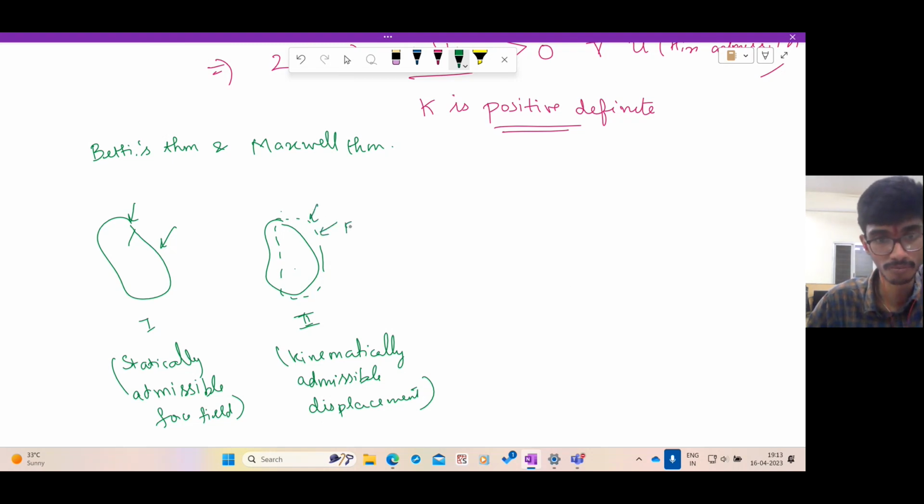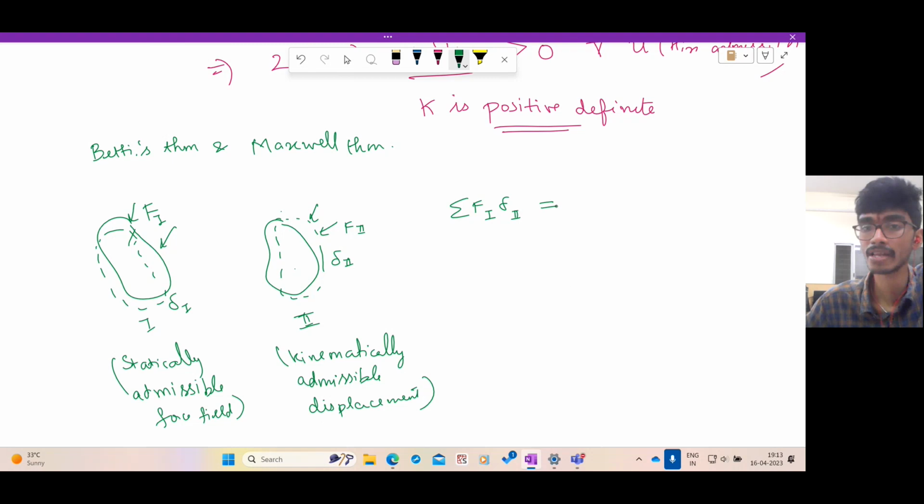So there are some forces. Let us call them F2 and delta 2. Delta 2 is known. It's kinematically admissible, but we don't know about the forces. Here the forces are known, F1, but it deforms, right? A deformable body will deform. It's not a rigid body, and it gives some delta 1. So the work done by the forces in system 1 on the displacements in system 2 is equal to the work done by the forces in system 2 on the displacements in system 1.